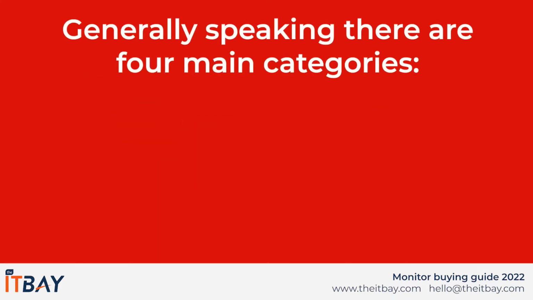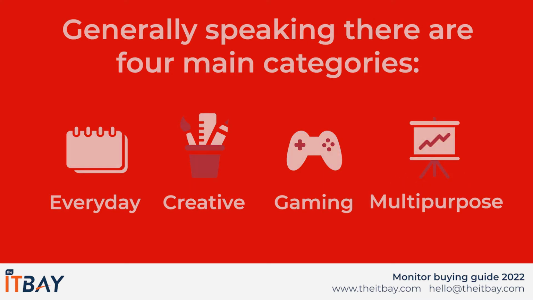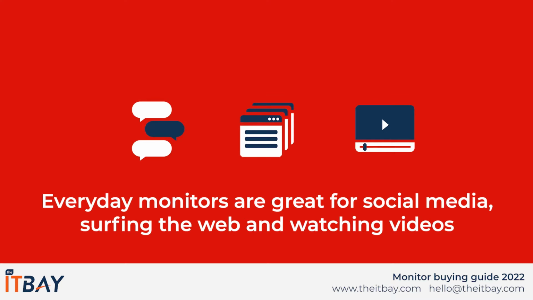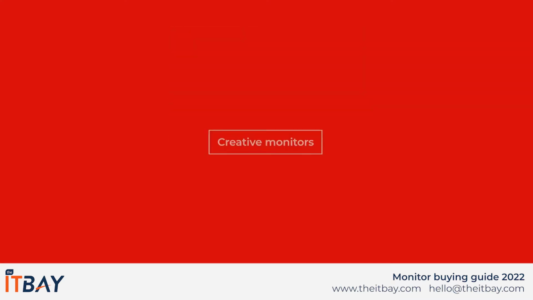Generally speaking, there are four main categories: everyday, creative, gaming, and multi-purpose. Everyday monitors are great for day-to-day tasks such as writing documents, social media, surfing the web, and watching videos. These monitors are available from £100 and should feature at least a 22-inch full high-definition FHD screen.